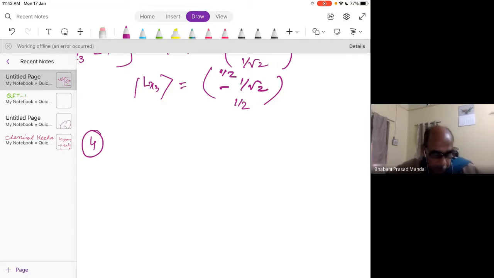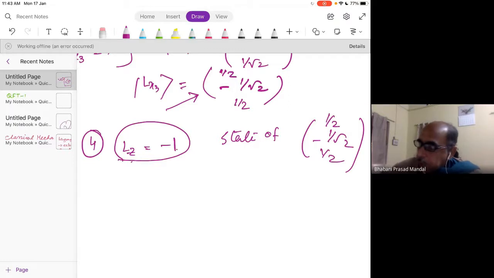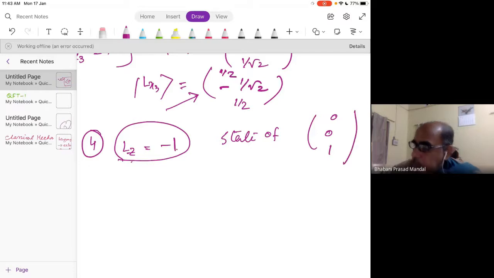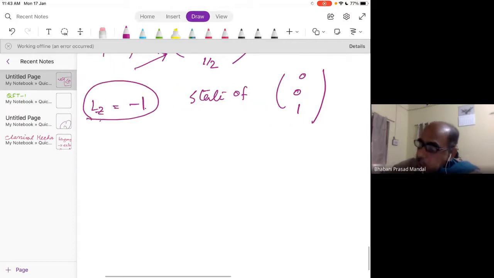Now fourth question. If the particle is in the Lz equal to minus 1 state, that means I measure Lz, I get the minus 1 value. That means the state of the system will be half, 1 over root 2, half. This is the eigenvector corresponding to Lz equal to, no, sorry, Lz equal to 1. So the state of the system will be 0, 0, 1. Great. Lz equal to minus 1, so not this one. Lz equal to minus 1 means this state. So my psi in this case is now 0, 0, 1.